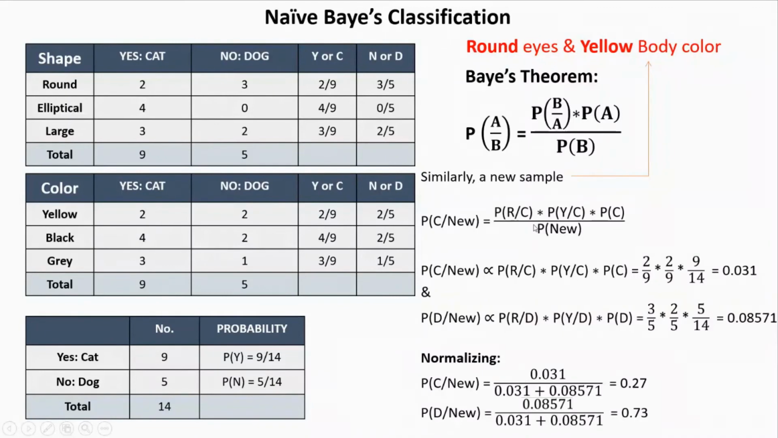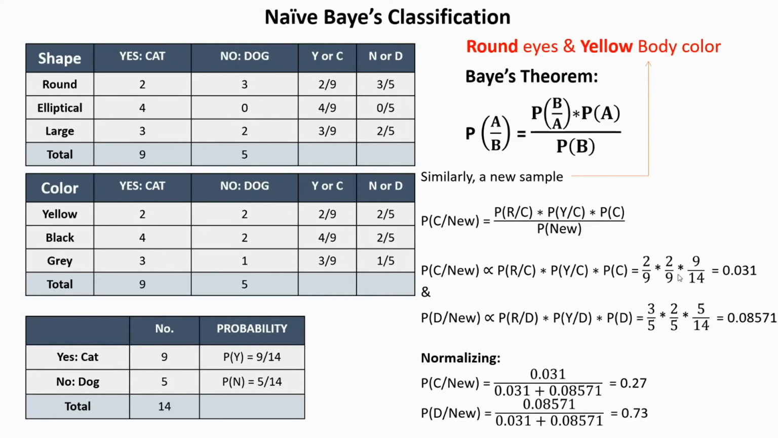So what we go ahead with is normalizing. We take this value and divide by the summation of this and this. Similarly, in the second case, we take this value as the numerator and divide it by the summation of this and this again. So the denominator is the same in both cases. Making it simple, it would be 0.031 divided by P of new, and 0.08571 divided by P of new. This is the answer. Then you can say that P of new is the same, so it does not matter. Since 0.031 is lower, there is less probability of it being a cat.